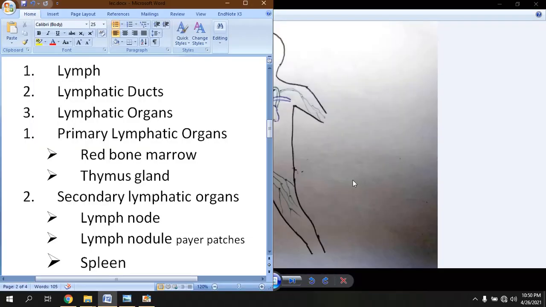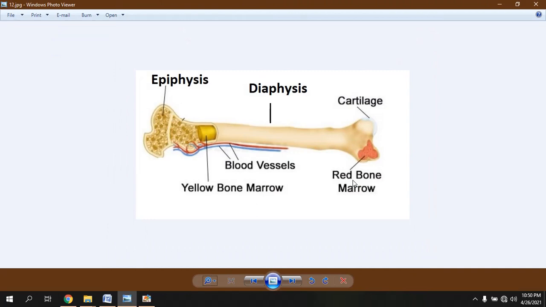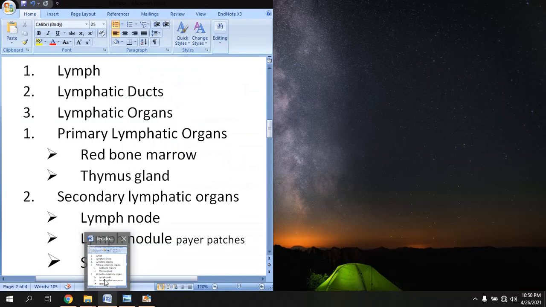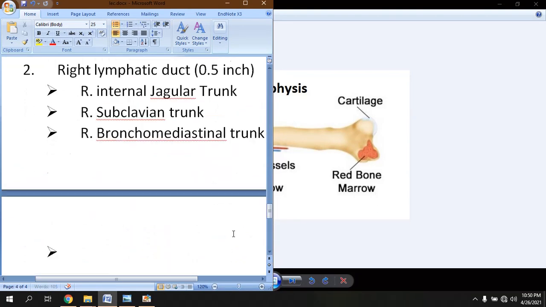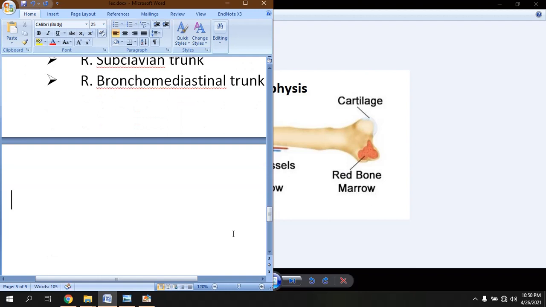Now coming toward the formation of the lymphocytes. There are two main types of lymphocytes. I'm going to write over here. The two types of lymphocytes are the B lymphocytes and the T lymphocytes.